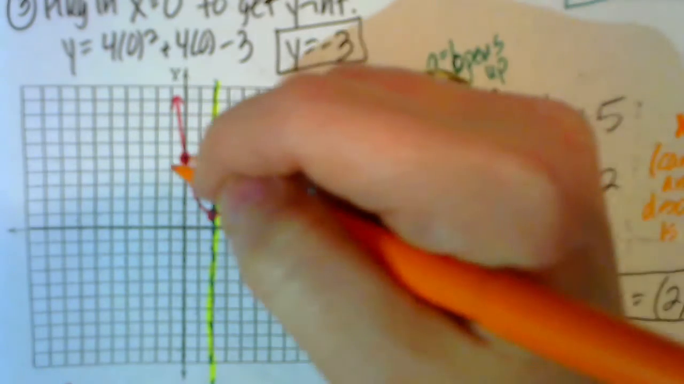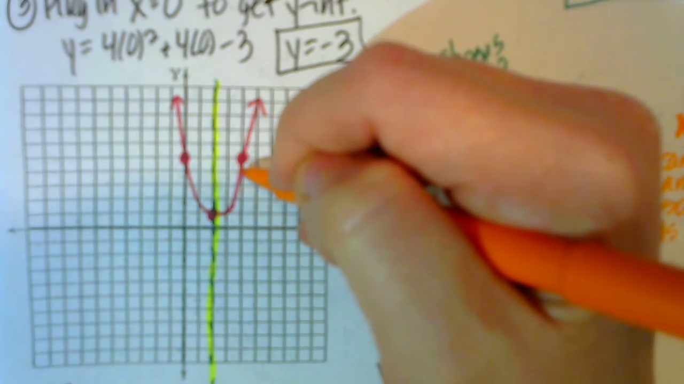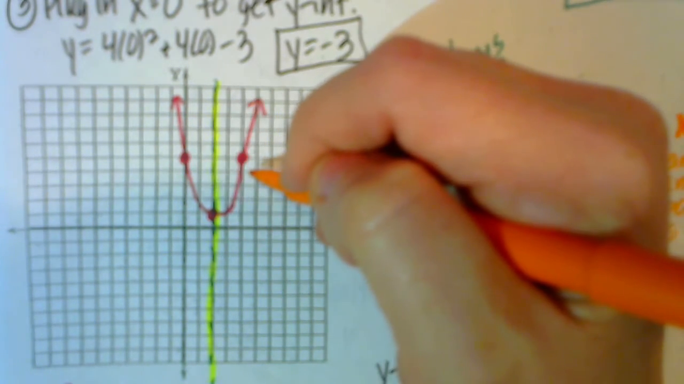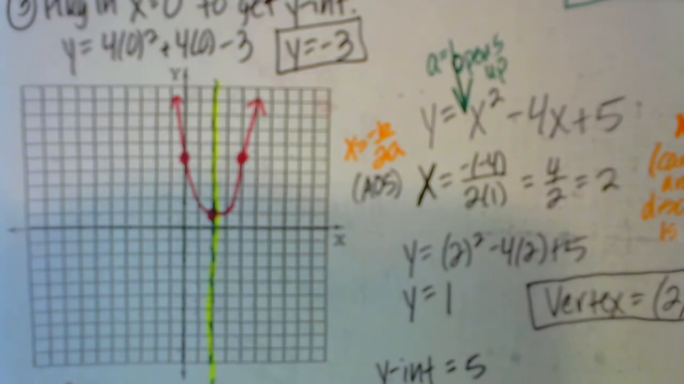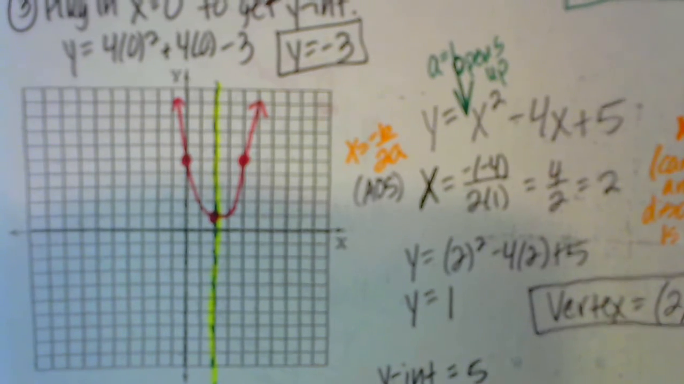So try to use symmetry sometimes to get another point if you need to, because the only other way to do it is to pick a number and plug it in the equation, and I think that takes longer, but I'll talk about that in another example. Okay? Alright, so then let's go to vertex form.